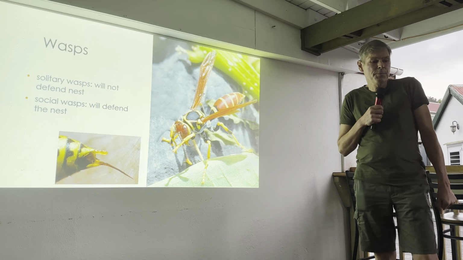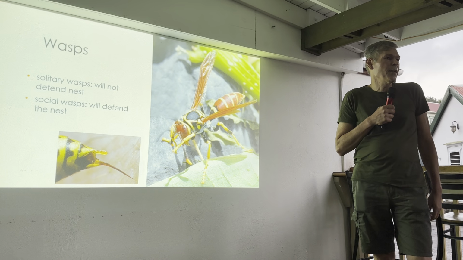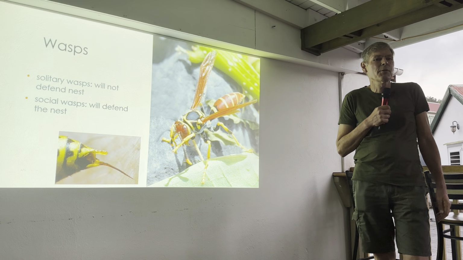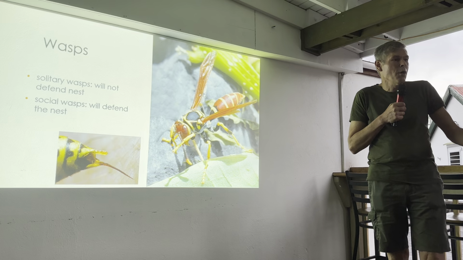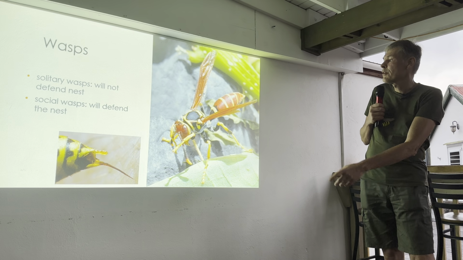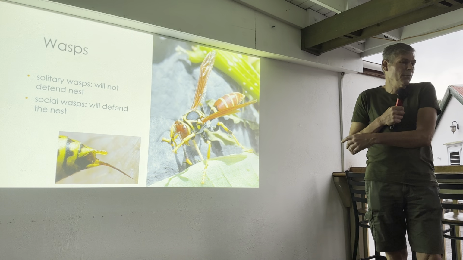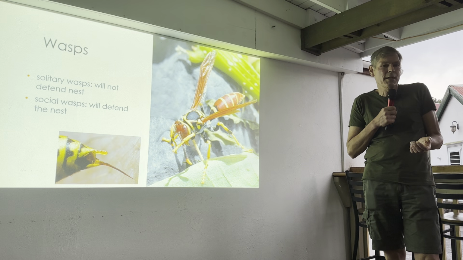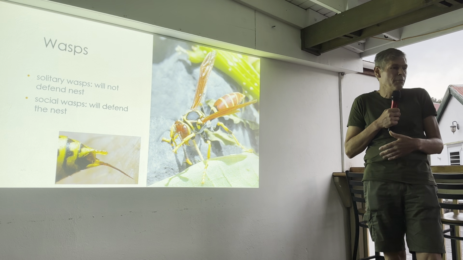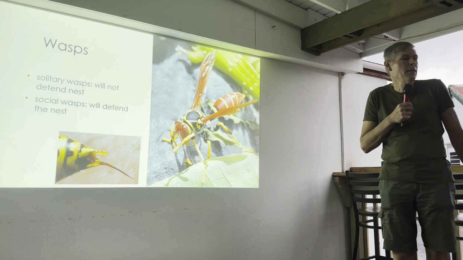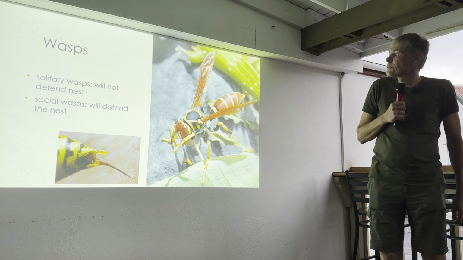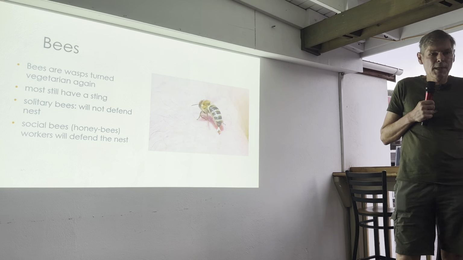The solitary wasps will actually hardly ever sting because it's dangerous. If you sting someone, you get a reaction, you may get flattened, and no offspring. While these social wasps, the workers of these, will not have any offspring anyway, so they're just there to gather food and defend the nest, and they will much more easily sting. Yes. And the same happens to bees.